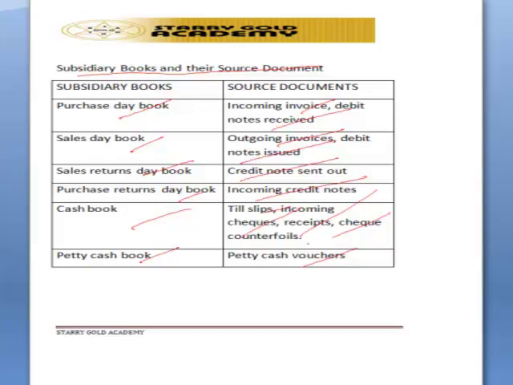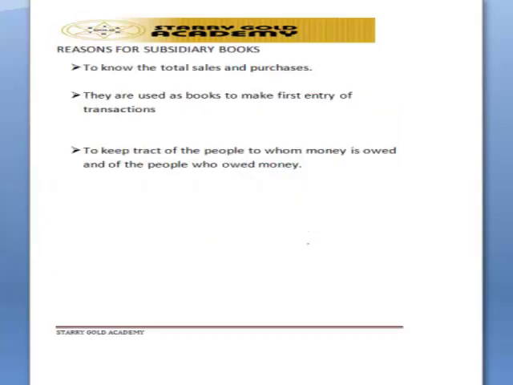Let's consider the reasons for subsidiary books of account. One of the reasons is to know the total sales or purchases. We want to know the total sales or purchases. Number three is that they are used as books to make first entry. I've told you they are first entry transaction books.